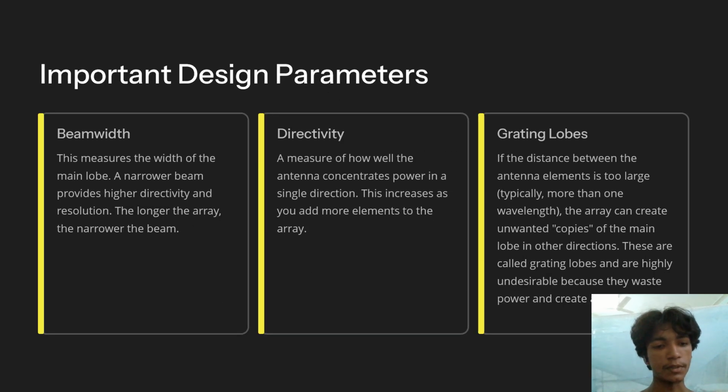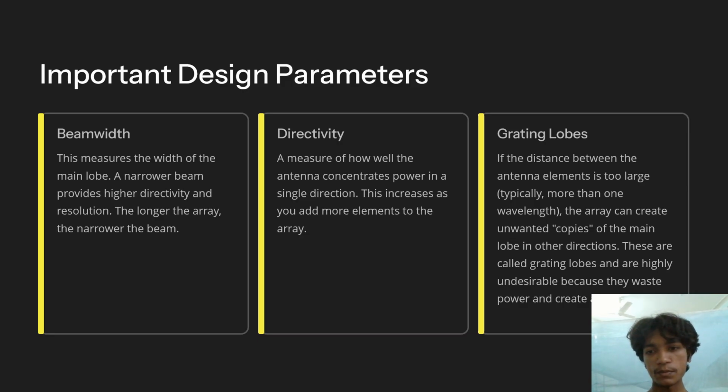Important design parameters. Beam width: this measures the width of the main lobe. A narrower beam provides higher directivity and resolution. Directivity: a measure of how well the antenna concentrates power in a single direction.